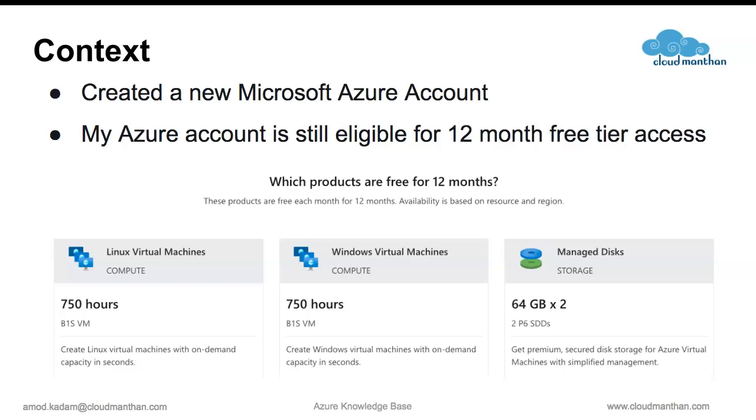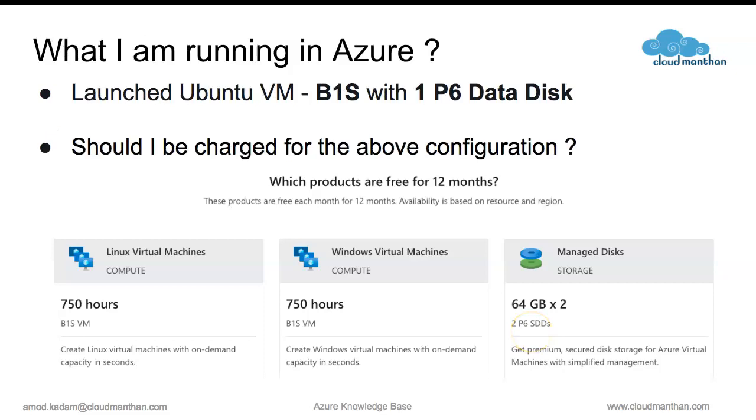And while checking the Azure documentation, I looked at which products are free for 12 months. So I came to know that there is a Linux VM. I can use 750 hours of compute, and for that I need to use B1S VM type. Similarly, I could use Windows and managed disks. So there are two disks which are free. So I went ahead and I launched Ubuntu VM of B1S type with one P6 data disk. And I was using this for a while.